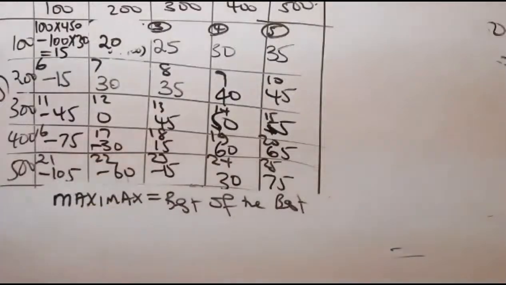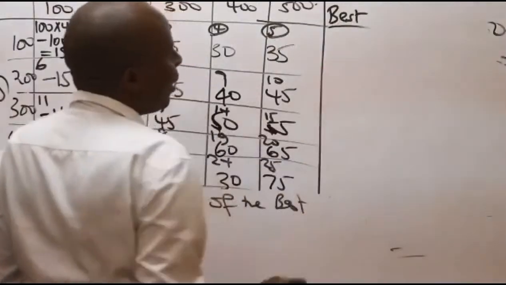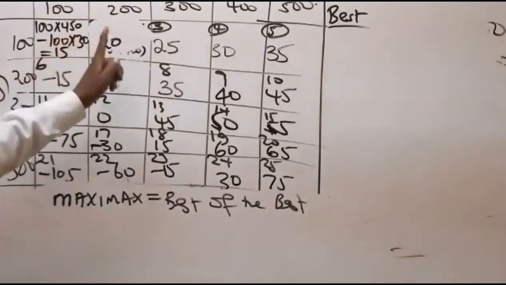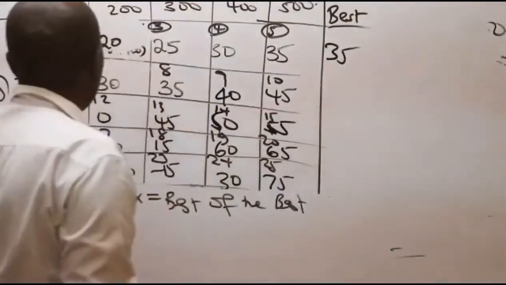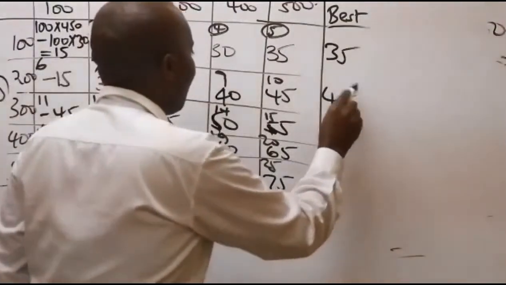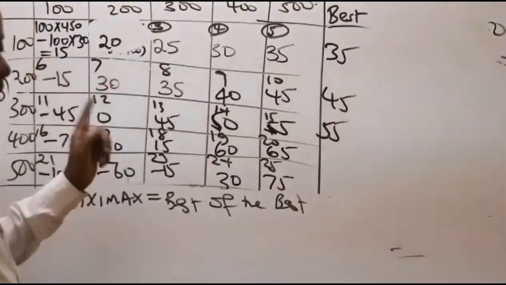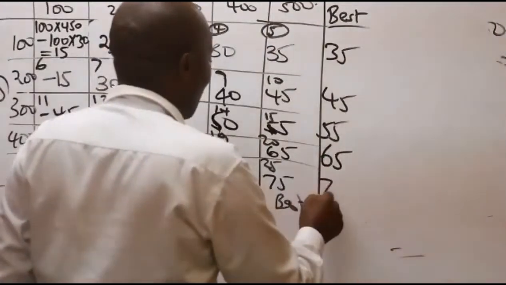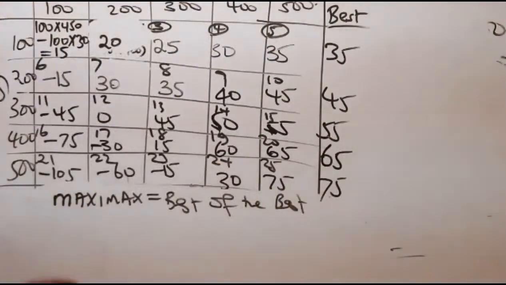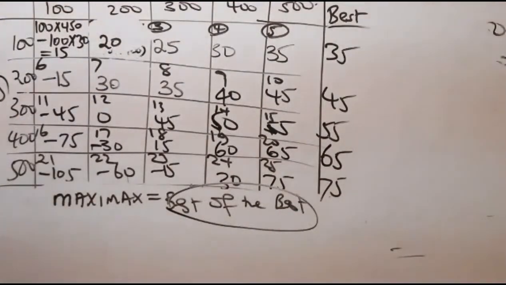Maximum of maximums. What I'm supposed to do is create a column here for best. The very best profit here is always the highest. For this particular supply, the very highest profit is 35. For the second one, it is 45. For the third, 55. I'm only picking the best for each scenario, for each supply, for each alternative. The very best is 65, and then now we have 75. All those are best scenarios, but remember, they want me to give them best of the best.